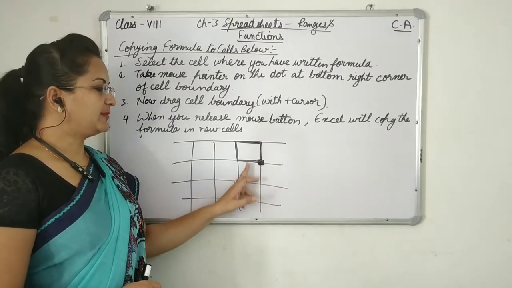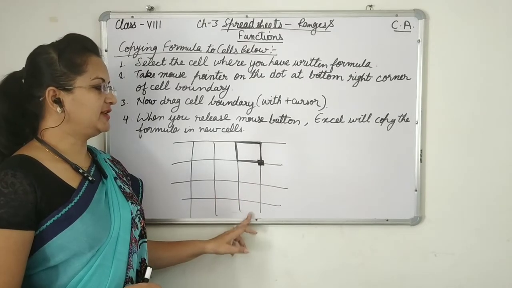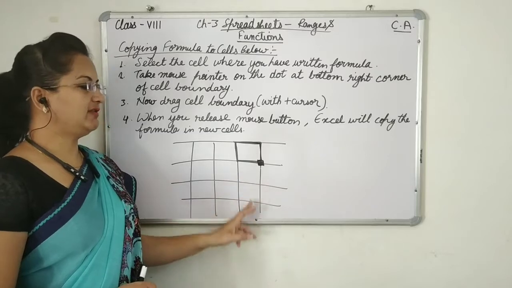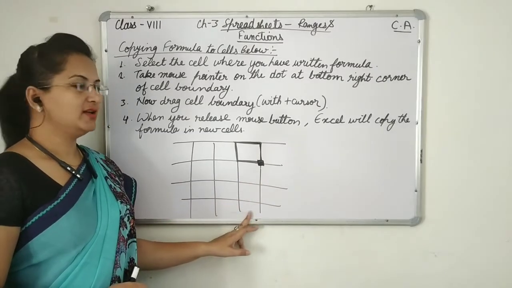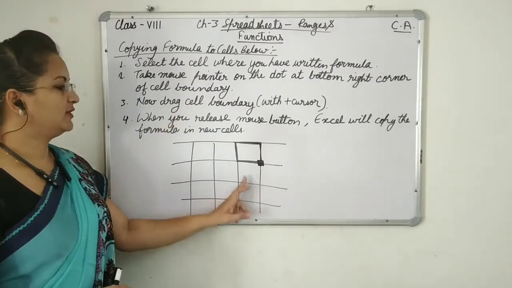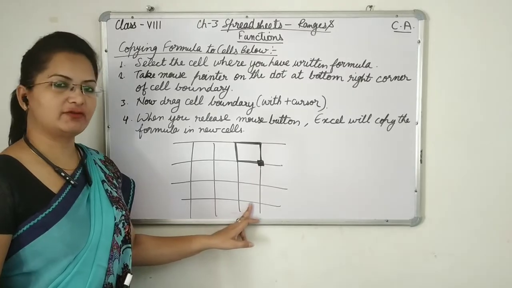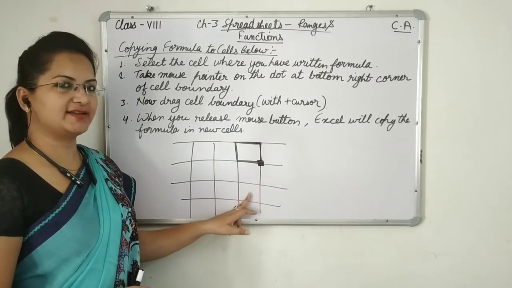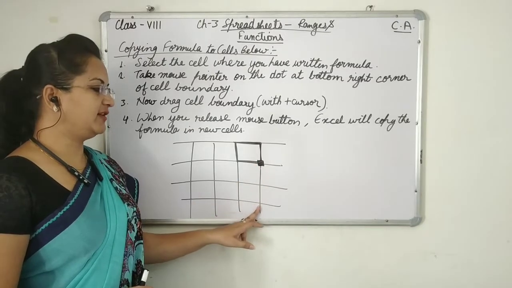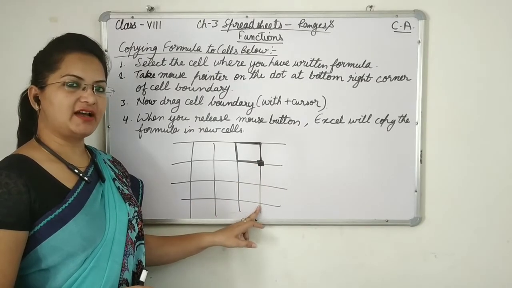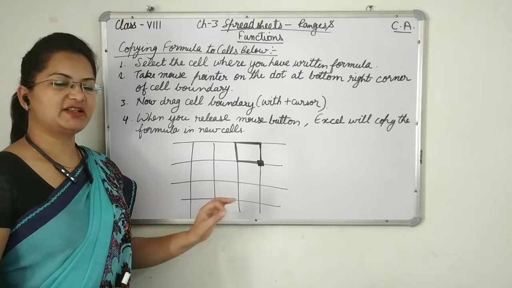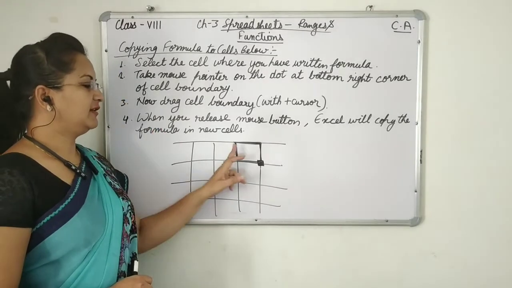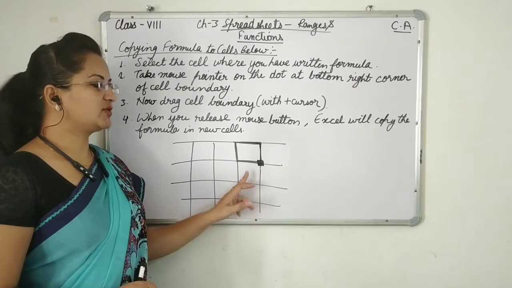We can simply drag it vertically downwards or horizontally to the left or right side. Wherever we want to, we can drag it. Got it? You have to drag it up to where you want to copy the formula. Like if I have to copy the formula in these 2 cells, I will drag up to here, and then I will release the mouse pointer. Then the formula will be copied to these 2 cells.